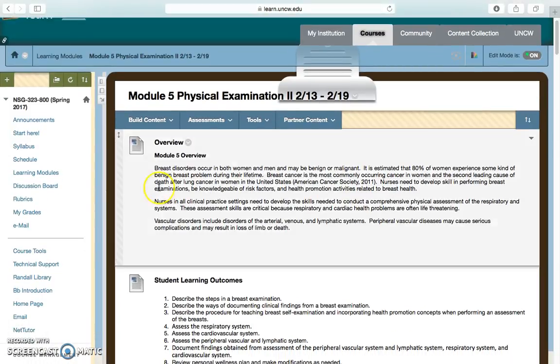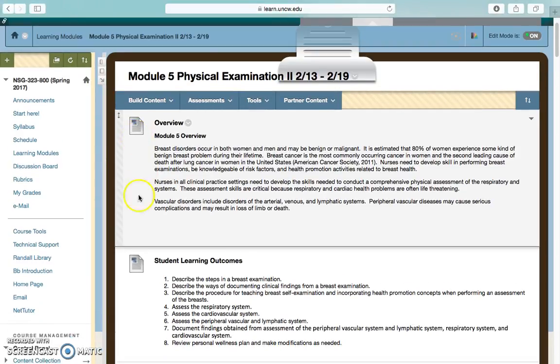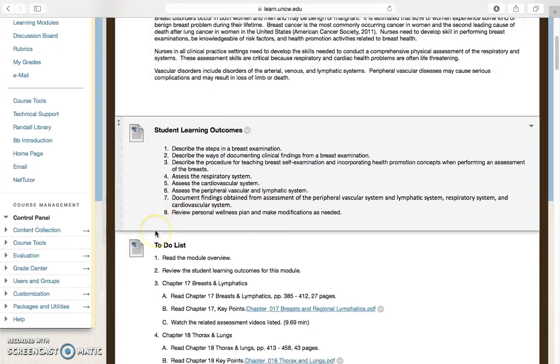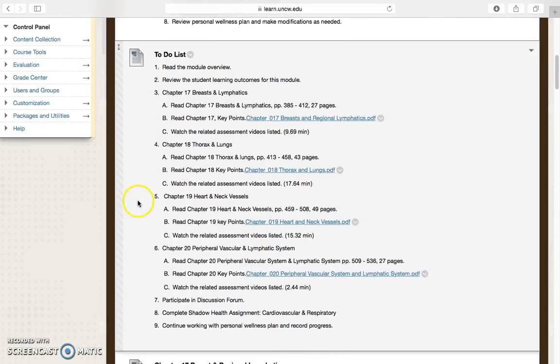Alright, so for this week, we will be focusing on the breasts, respiratory, and cardiovascular system. As usual, you do have your module overview here, as well as student learning outcomes or student objectives. But let's focus more on your to-do list.